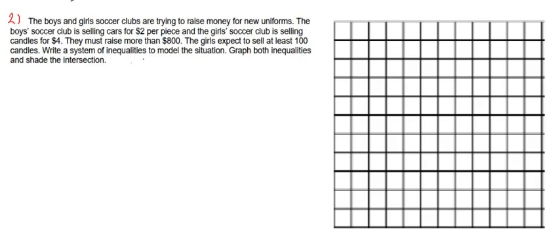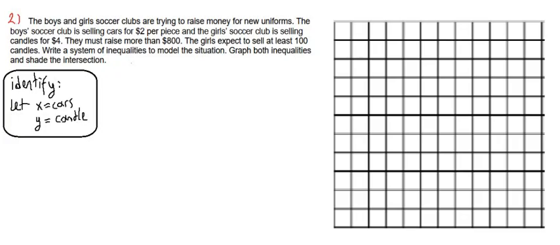The girls expect to sell at least 100 candles. Write a system of inequalities to model the situation. Graph both inequalities and shade the intersection. Let's start by identifying the variables. Let x be equal to the number of cars they are selling, and let y be equal to the number of candles they are selling. So the identification part is okay.